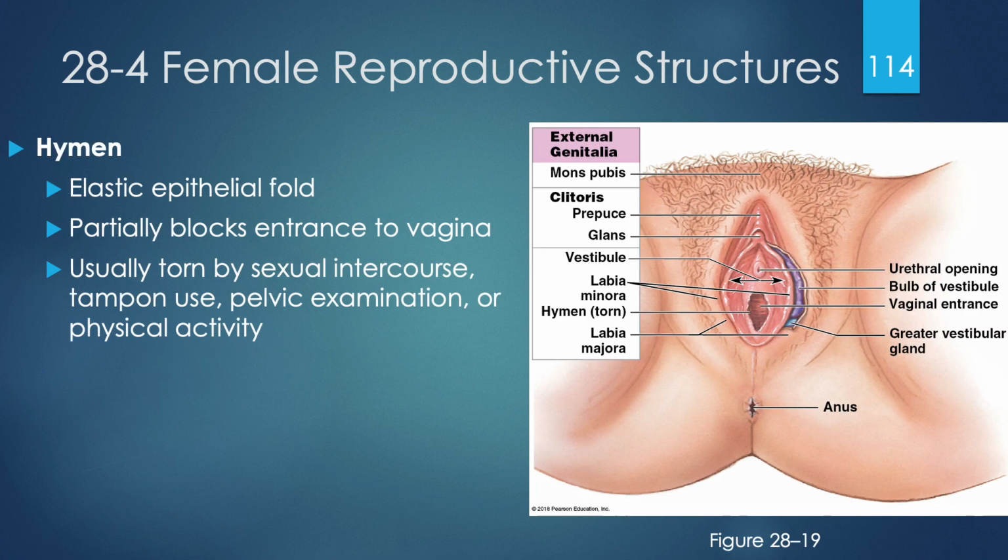The hymen is an elastic fold of epithelial tissue that partially blocks the entrance to the vagina. It's usually torn by things like sexual intercourse, tampon use, or pelvic examination, but, and this is the most important part, it's also disrupted by physical activity. So historically, when women were evaluated for virginity by looking at their hymens to see if it was intact, we know now that that's not exactly a great measure, because just running around, playing soccer, being a normal little kid, all of these things will cause disruption to the hymen to some extent.